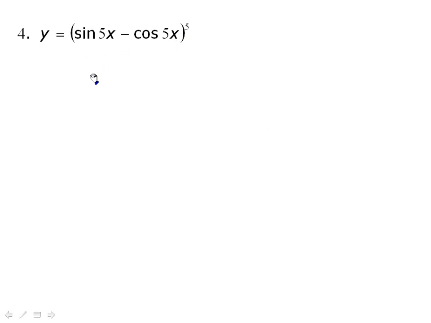It's never wrong. It's just a question of whether it's worth doing or not. So making a mistake by using a substitution when it's not necessary is not a mistake at all. But anyways, I'm going to not use a substitution for this one. I just go dy dx and then go the chain rule. So 5 times the sine of 5x minus the cos of 5x to the 4 multiplied by the derivative of the inner.